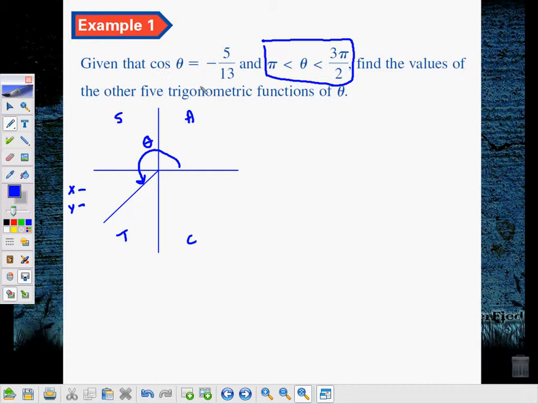So I start with cosine. That's a really good thing because almost everything we do rolls out very nicely if we can start with either the sine or cosine values and get the other one. So here I'm starting with cosine. I know the cosine of theta is equal to negative 5/13. And what that can lead me to is to find the sine of theta.